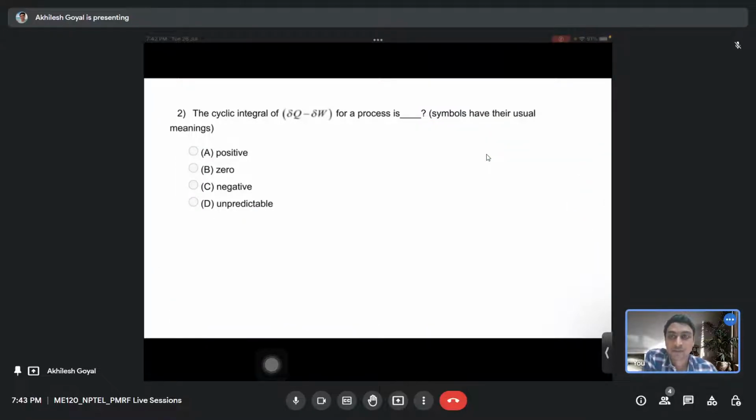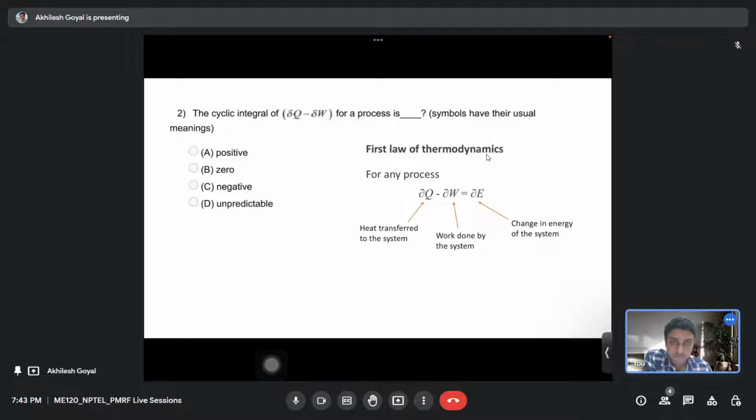The next question is: the cyclic integral of dQ minus dW for a process is what? Here dQ is the amount of heat transfer, and dW is the amount of work transfer. The question is asked for the cyclic integral. So see, for a cyclic process, one minute.